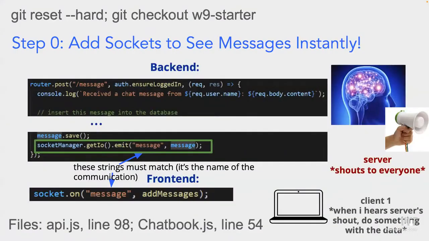All right. So the first step is to fix all chat so that it actually loads the messages immediately. And remember at the top, we have a message that says git reset --hard, git checkout W9 starter. This is going to be there on every slide throughout the workshop. So if you ever get lost or need to catch up, just run those commands and you should be good. So in order to see the messages instantly, we're going to have to add a couple socket things. We have set up the socket infrastructure already for you, and we need you to add a couple things.